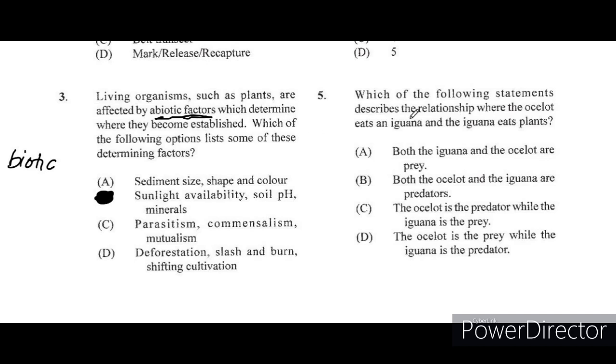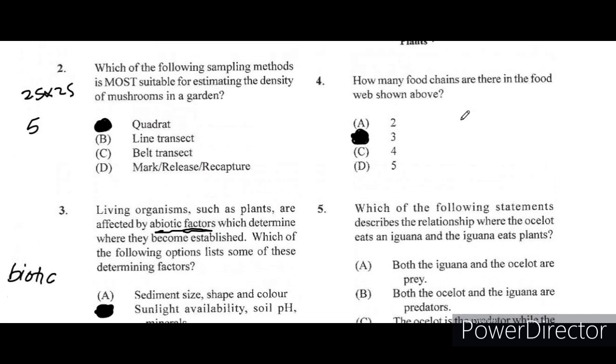It says, which of the following statements describes a relationship where the ocelot eats an iguana and the iguana eats plants? I'm not even going to redo this recording. All these mistakes are staying in there. Me saying ocelot so many times. Oh my God.